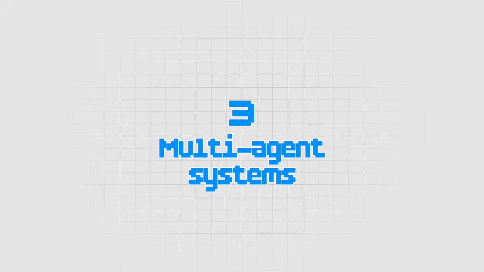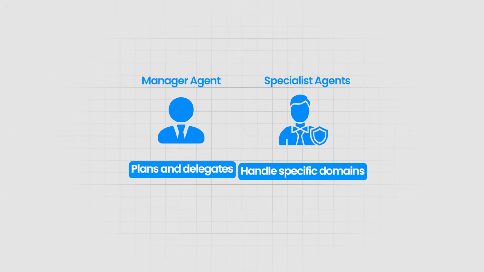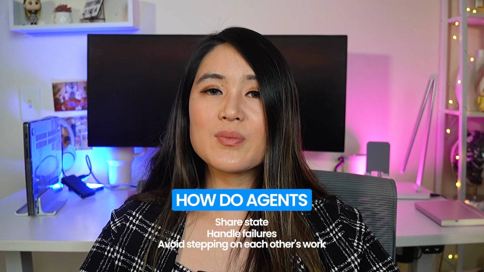The third is multi-agent systems. Instead of one agent doing everything, you design a team. So for example, a manager agent plans and delegates. Specialist agents handle specific domains. This is reminiscent of distributed systems thinking. How do agents share state, handle failure, and avoid stepping on each other's work?